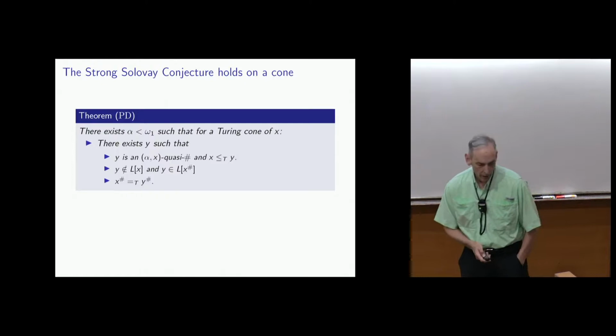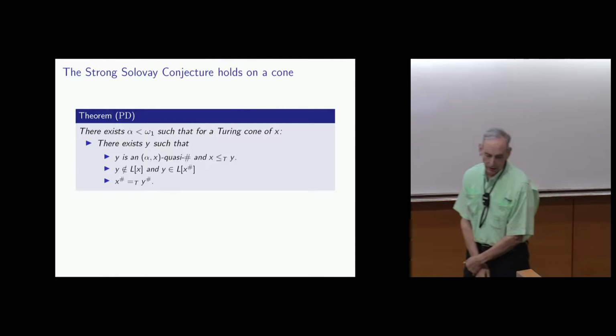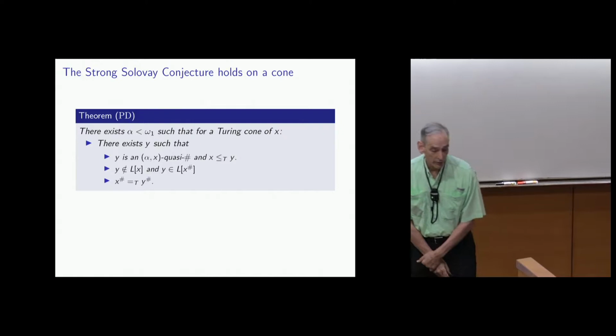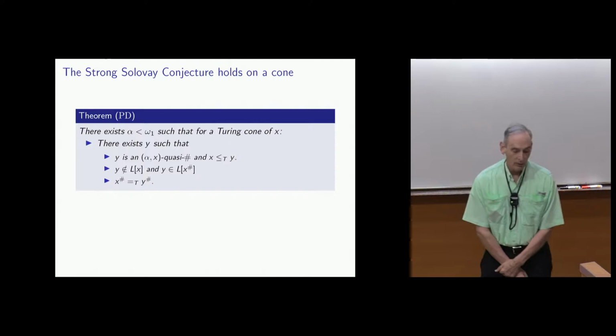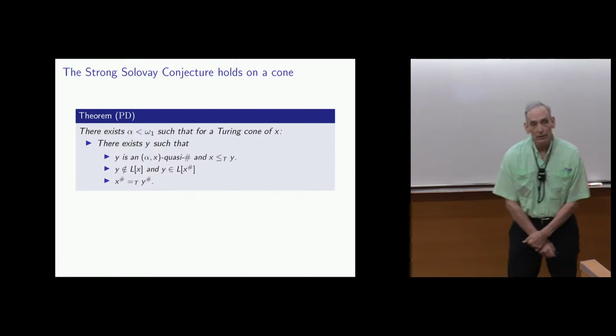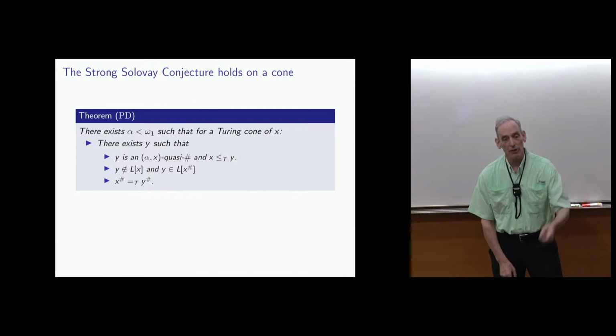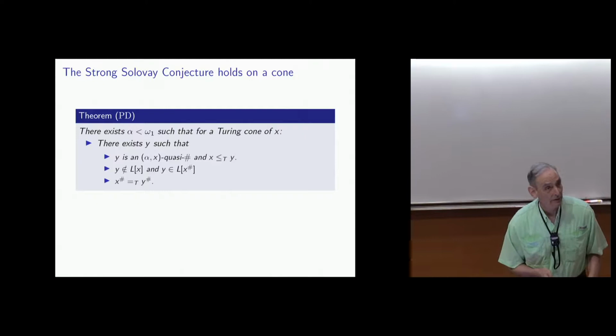All right, now surprisingly, the strong Solovay conjecture holds on a cone. So assume PD, there is an ordinal alpha such that for a Turing cone of x, there's a real y such that y is an alpha x quasi-sharp, x is recursive in y, y is not in L of x, y is in L of x sharp, and x sharp is Turing equivalent to y sharp. So for a cone of x, there is a quasi-sharp singleton between x and x sharp. So the natural conjecture is that there should be one between 0 and 0 sharp, but this proof gives no insight into that.